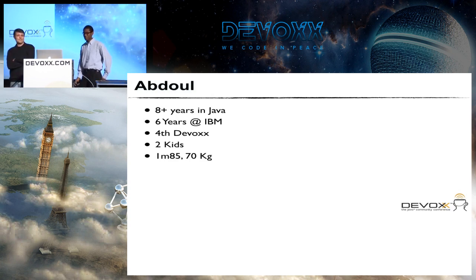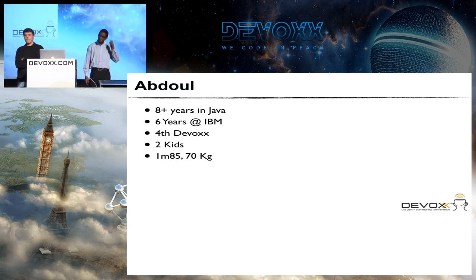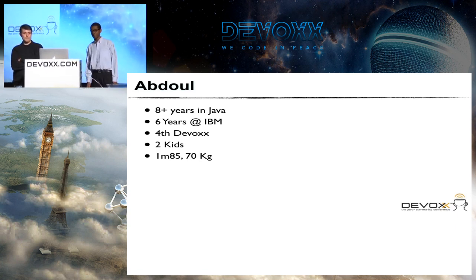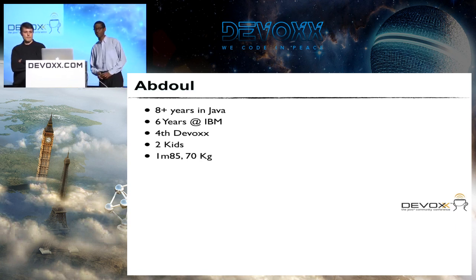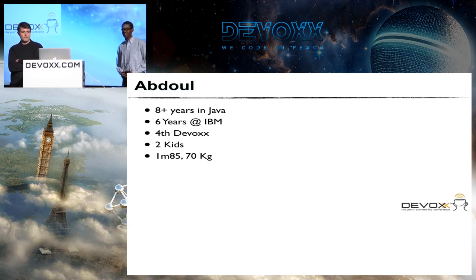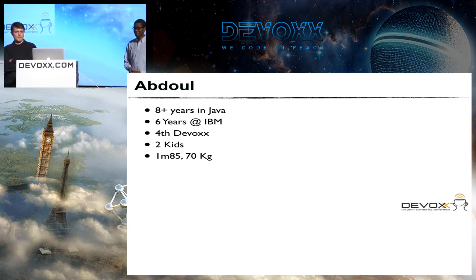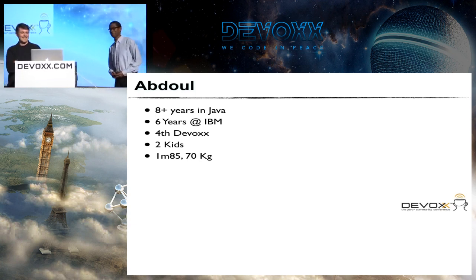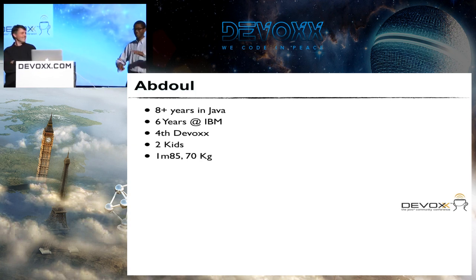Okay, my name is Abdoul, as I already said. I have been developing in Java for more than 8 years now. I have worked for IBM for 6 years, and this is my 4th Devoxx event. On the personal side, I have 2 kids. Some metrics: 1 m 69 and 69 kilos, but that varies a lot.